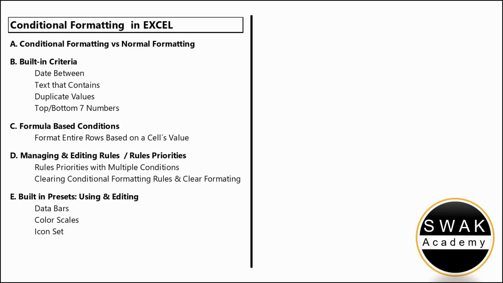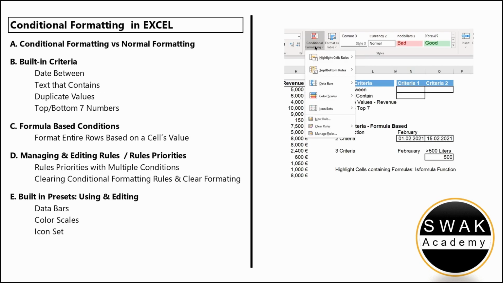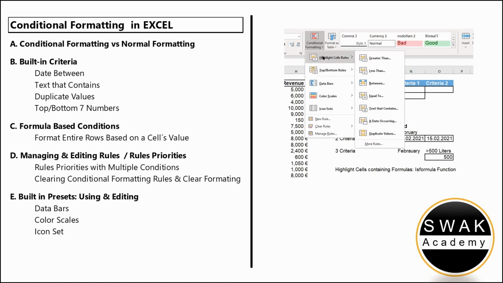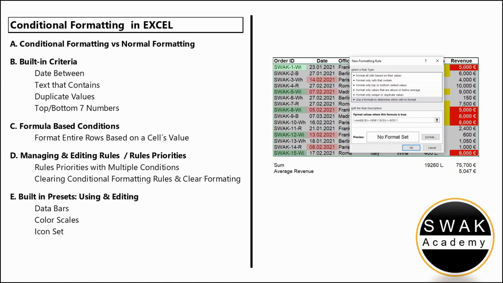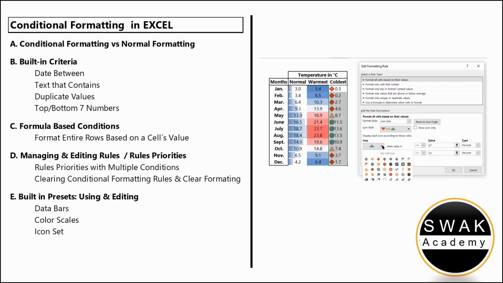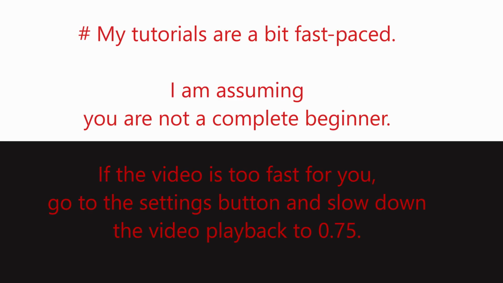In this video I'm going to show you how to use conditional formatting in Excel. I will start with a comparison to normal format. Then I will go through some of the built-in criteria and conditions available in Excel. Afterward, I will show a couple of examples for formula-based conditions, how to manage and edit the formatting rules, and finally, I will go through the built-in presets for better visual presentation of the data. Let's get started.